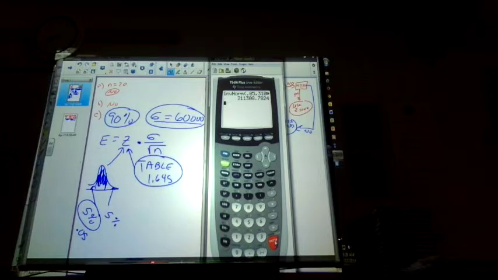Whoa, what did I do wrong? So is it inverse norm? Or is it not? Let's think about it. Or is it normal CDF? And I want to think about inverse norm. Oops, clear. What do you got? Inverse norm of just 0.05. Okay? There you go.